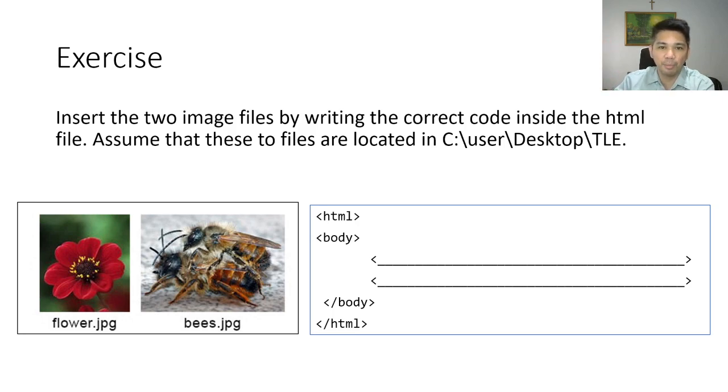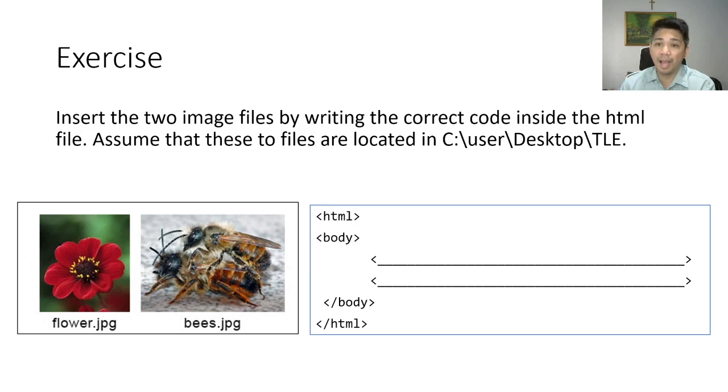Forgive me if the web structure is not complete, but anyway, it will work, although it's not the proper standard. But of course, if we are going to create an actual web page, we must follow the proper standard. I only made a shortcut for the purpose of demonstration. So if we are going to insert flower.jpg and bees.jpg in our web page, what should we write here?